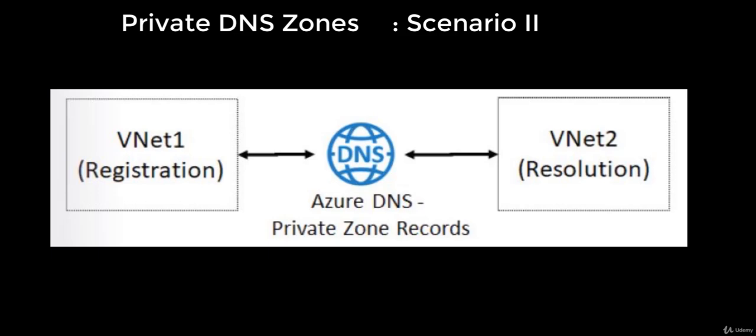A reverse DNS query from a VM in the resolution virtual network for a VM in the registration VNet will receive a DNS response containing the FQDN of the VM. But a reverse query from a VM in the resolution VNet for a VM in the same VNet will receive an NXDOMAIN. This is also called split horizon functionality.